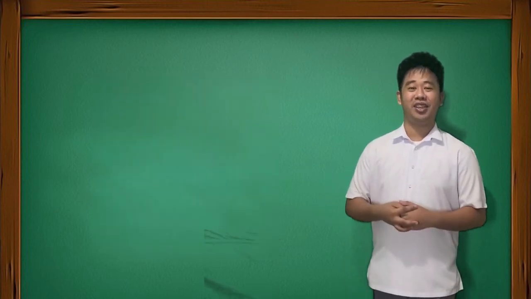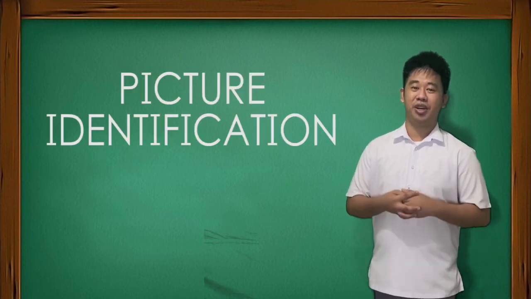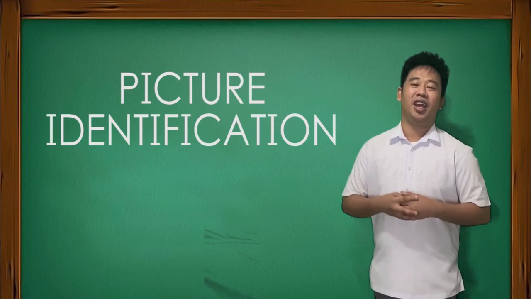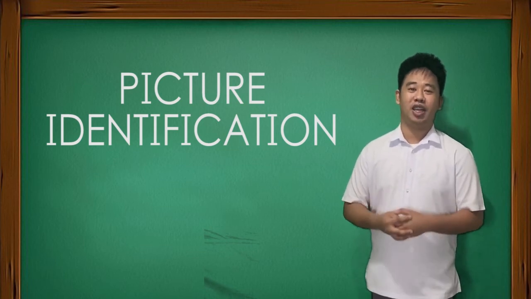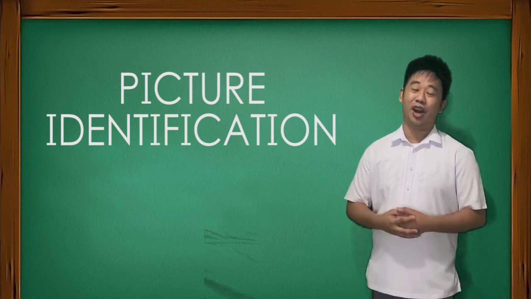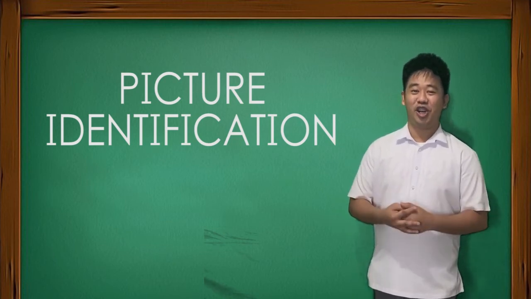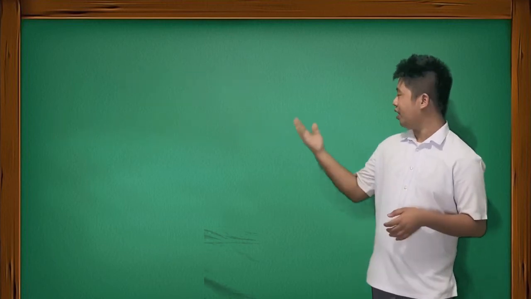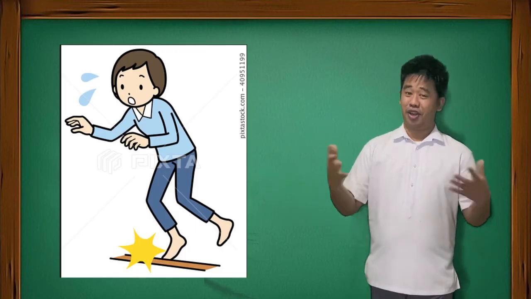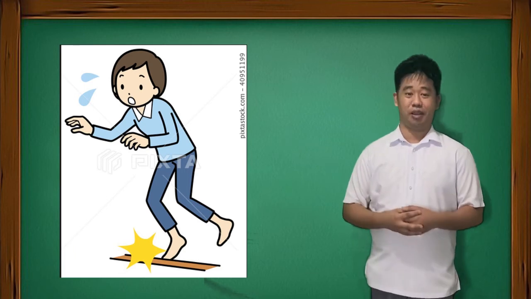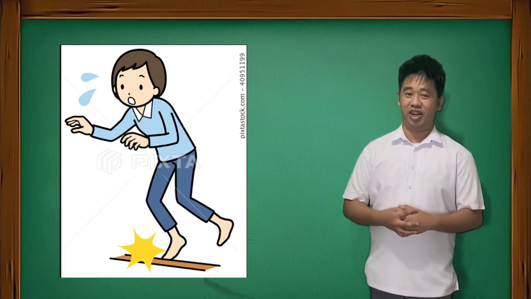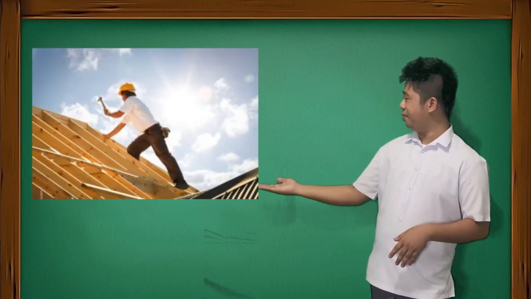Our next activity is entitled Picture Identification. I will be showing some pictures and you will identify what kind of hazard it is. Is that clear? Very good. Are you ready? Let's start with the first picture. What kind of hazard is this? Yes, Kyle. Very good. This one is trips. And trips is an example of a safety hazard. What about the next one?